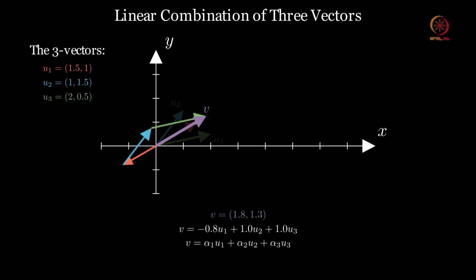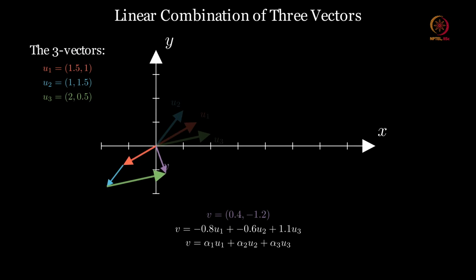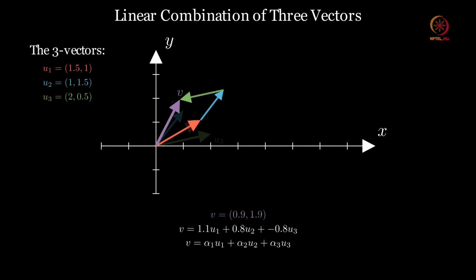That means we just take some scalars alpha 1, alpha 2, alpha k, and then we scale each of those vectors u1, u2, uk by these alphas, and then we add them.